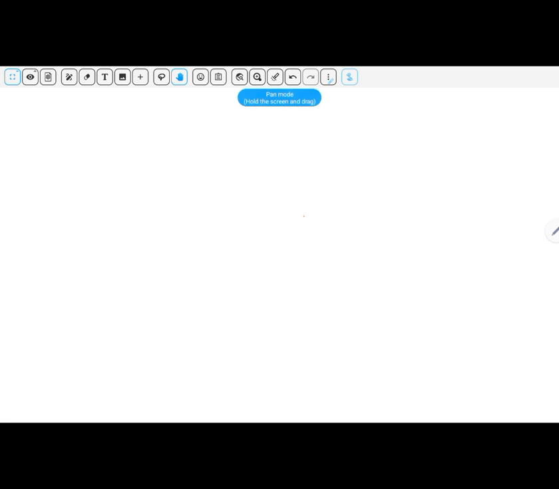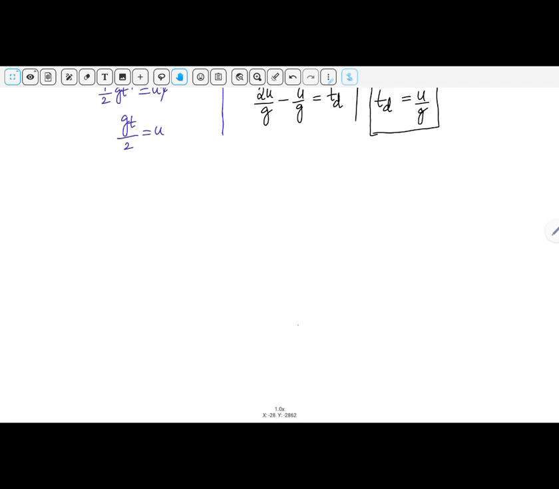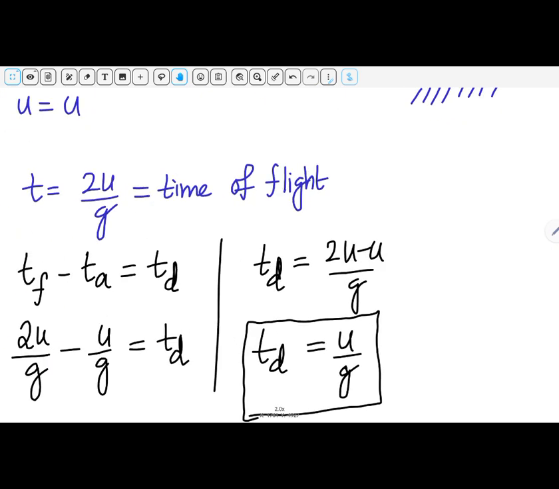In our previous three videos, we have evaluated different parameters for a particular situation, and that situation is the object is thrown vertically upwards.